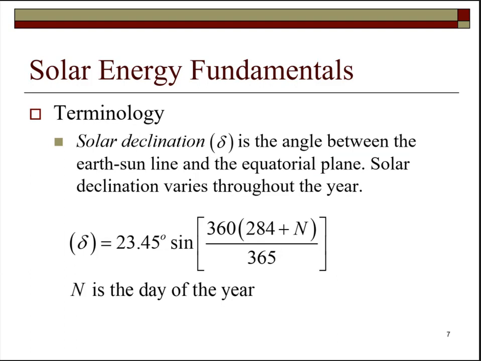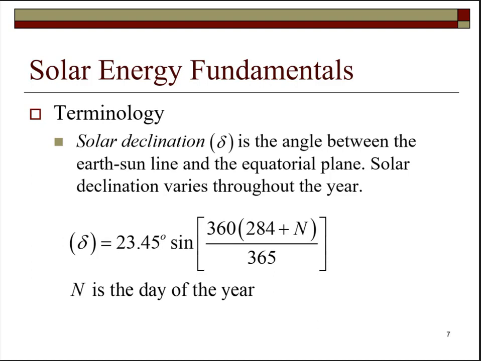The seasons change from winter to summer. As the seasons change from winter to summer, the Earth goes from facing away from the sun to facing toward the sun. There is an angle that exists between what we call the equatorial plane and a line connecting the center of the Earth with the center of the sun. We refer to this angle as the solar declination.